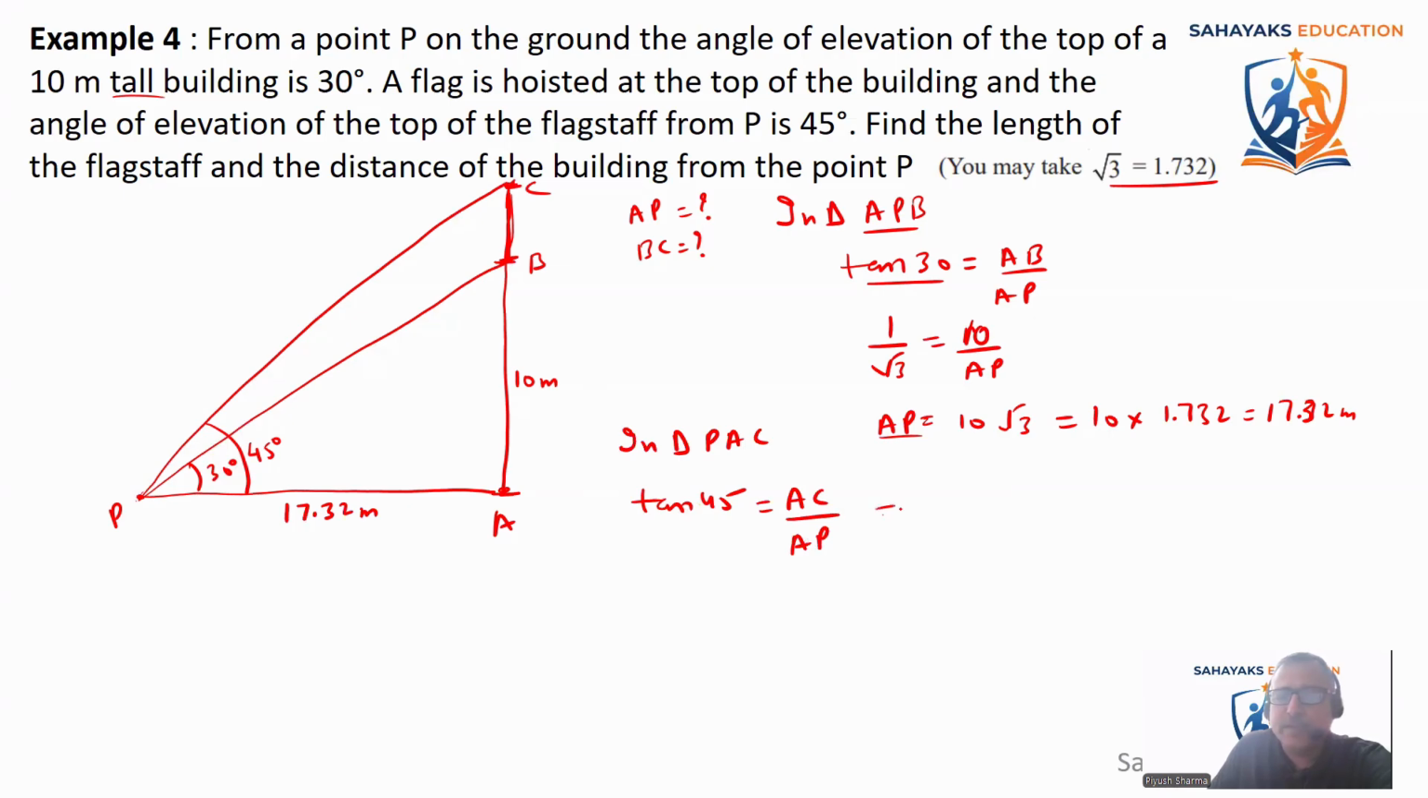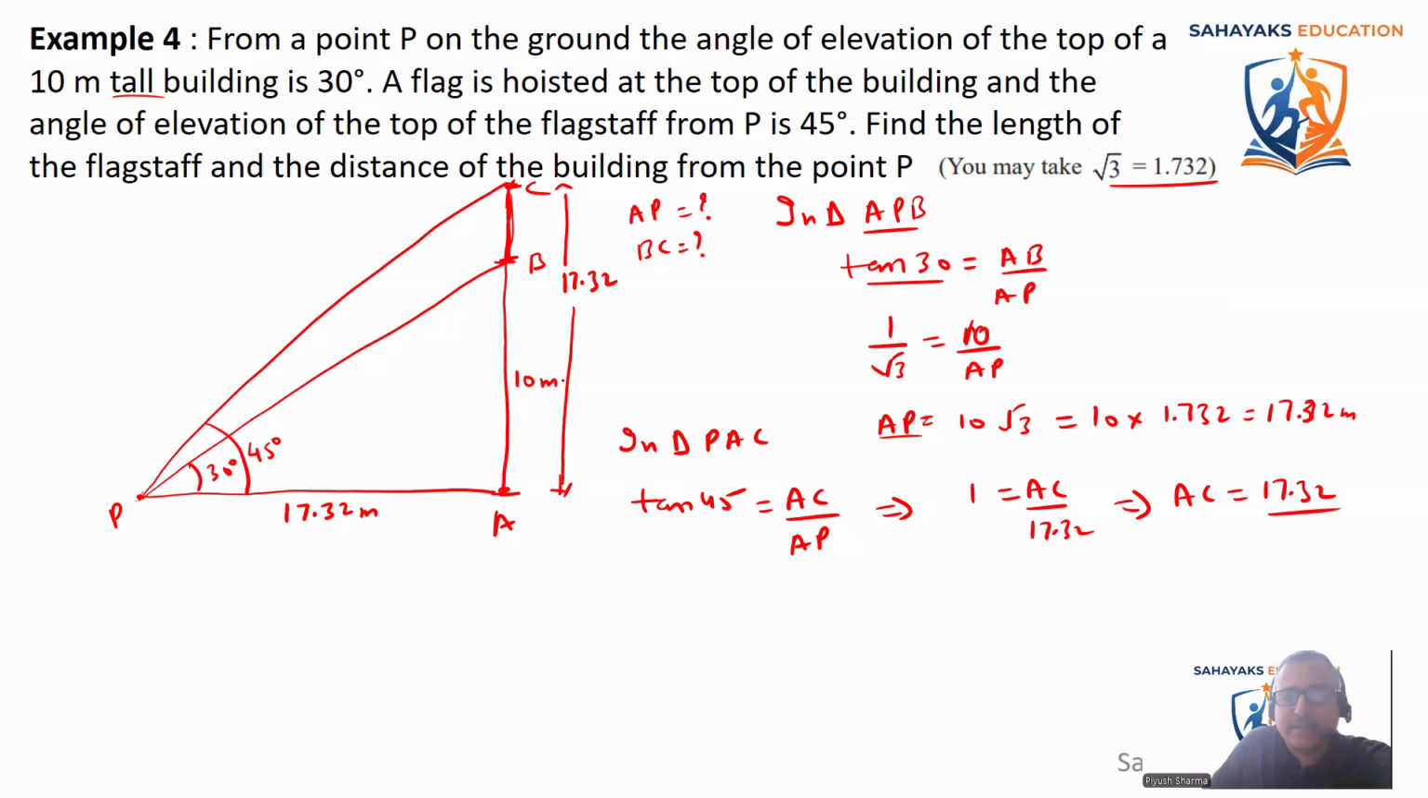And the value of tan 45 is 1. So 1 is equal to AC by AP. AP is 17.32. So from here, AC comes out to be 17.32. So we know that the entire length from here till here is 17.32.